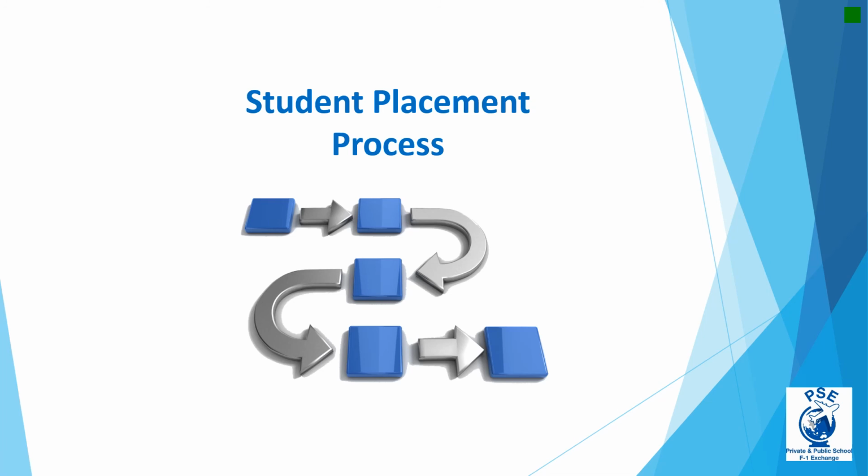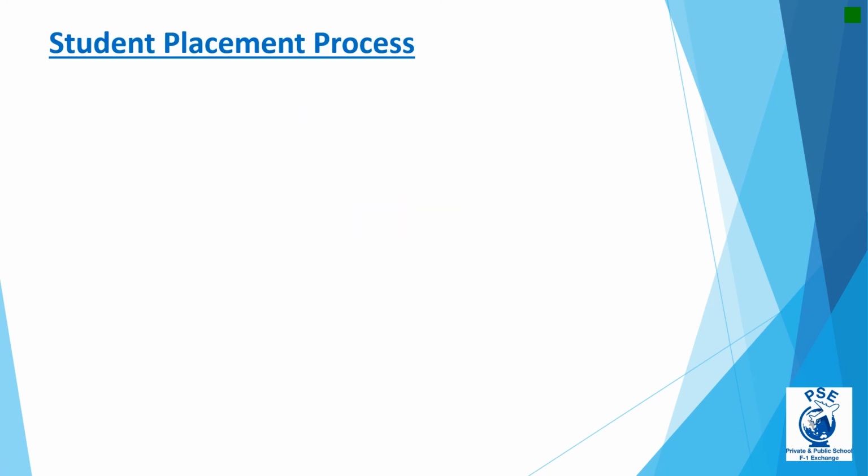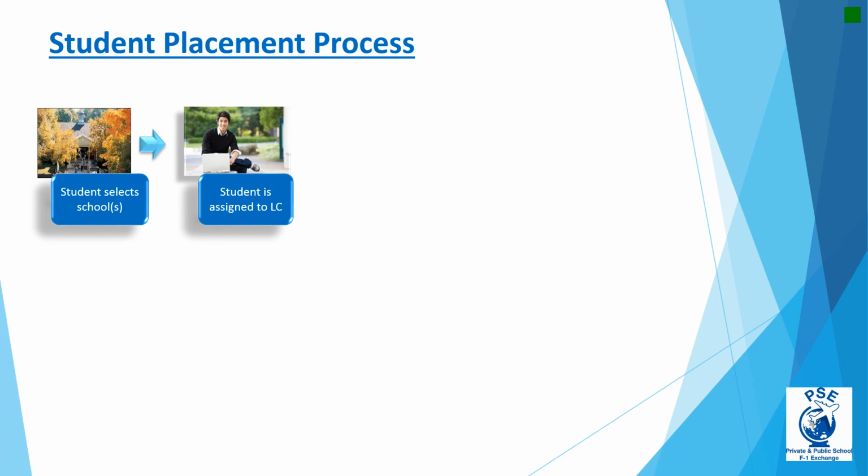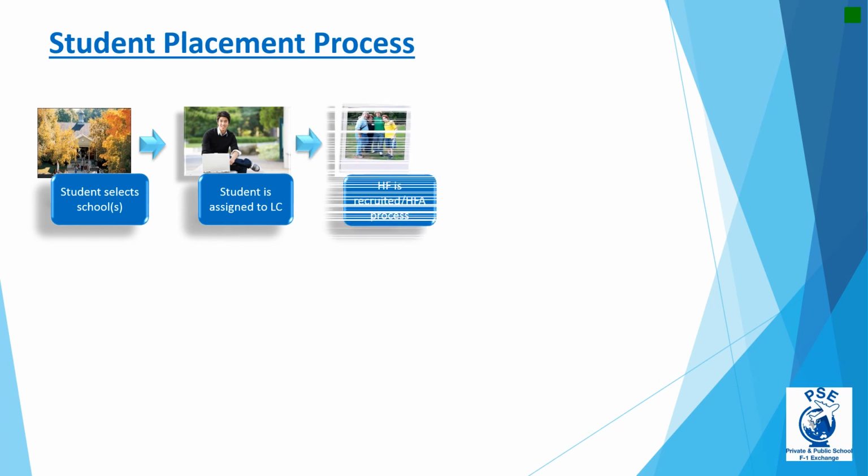The student placement process. Now, let's take a look at the student placement process. The PSE placement process begins with the student selecting the school or schools. Then, the student is assigned to a local coordinator. You will then recruit the host family and assist with the application process. The family will then be screened.